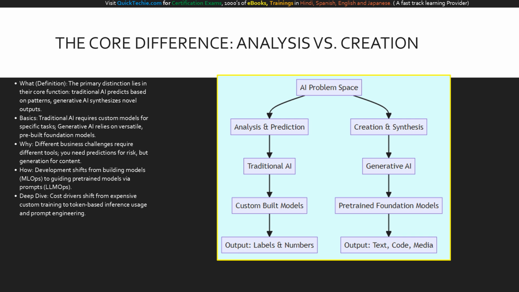From the central AI problem space at the top, we branch into two distinct paths. On the left, if your goal is analysis and prediction, you choose traditional AI, which utilizes custom-built models to output labels and numbers, like risk scores. On the right, if your goal is creation and synthesis, you choose generative AI, leveraging pre-trained foundation models to output text, code, or media. By understanding this split, you can immediately identify which technology stack is required when a new business challenge crosses your desk.